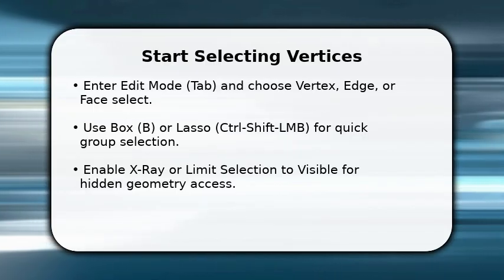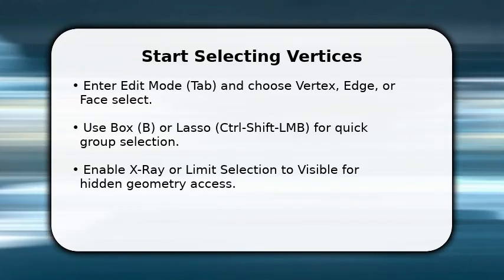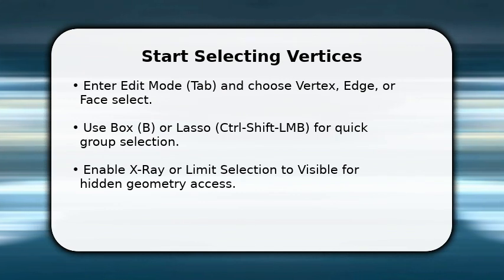Make sure to toggle X-ray or limit selection to visible when hidden geometry matters. You'll save time by combining selection mode with viewport overlays. This sets up efficient, predictable selection behavior as you move to targeted edits.